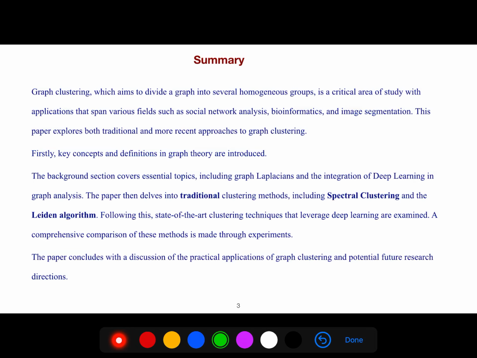Firstly, key concepts and definitions in graph theory are introduced. The background section covers essential topics including graph Laplacian, and the integration of deep learning in graph analysis. The paper then delves into traditional clustering methods, including spectral clustering and the Leiden algorithm.